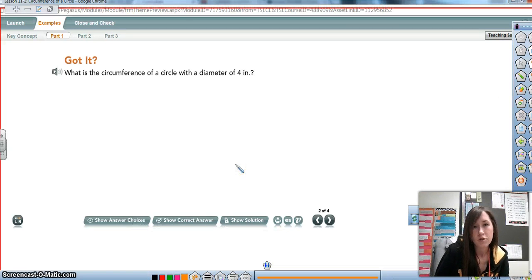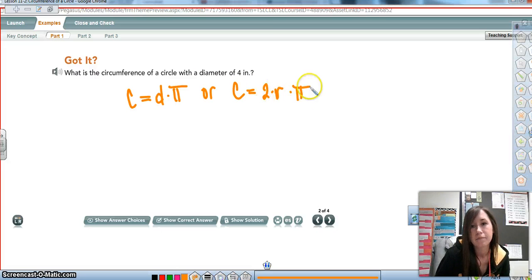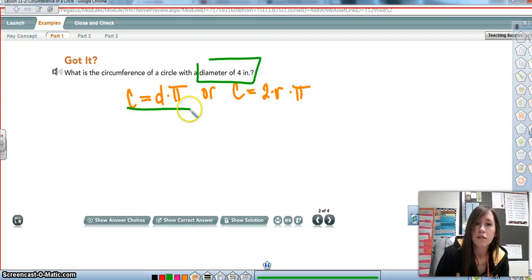Okay, on this question, we know that our circumference can be found by doing the diameter times pi, or we can do 2 times the radius times pi. Well, here we're told the diameter is 4 inches, so we're going to focus on using the original formula for circumference. We just have to take 4 times pi.